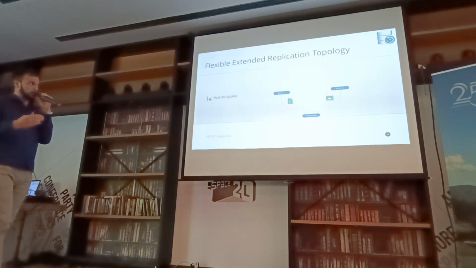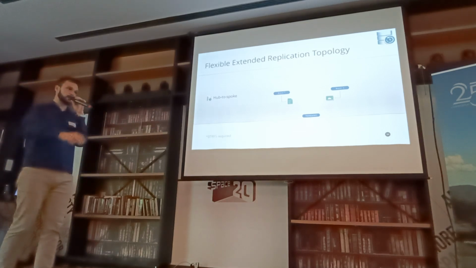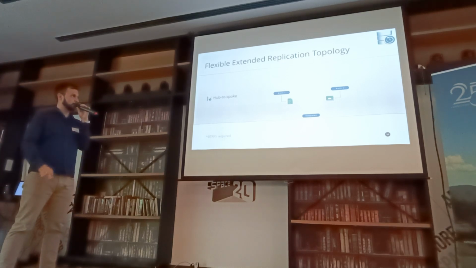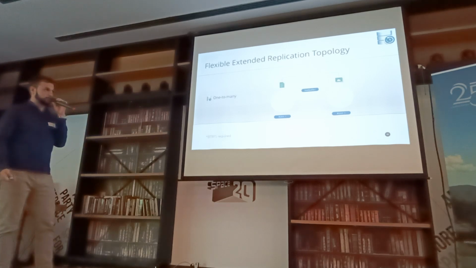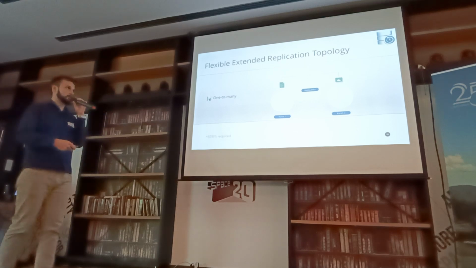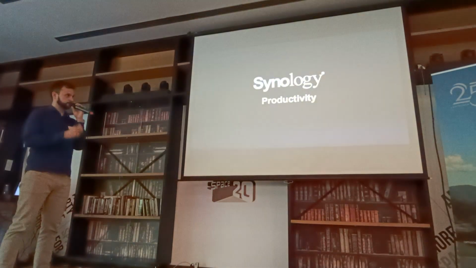Or you could have something called hub-to-spoke, where from two different locations you store your replications onto a third location. And you could have one-to-many, where if it's very sensitive, you can have two different replication processes to two different locations.